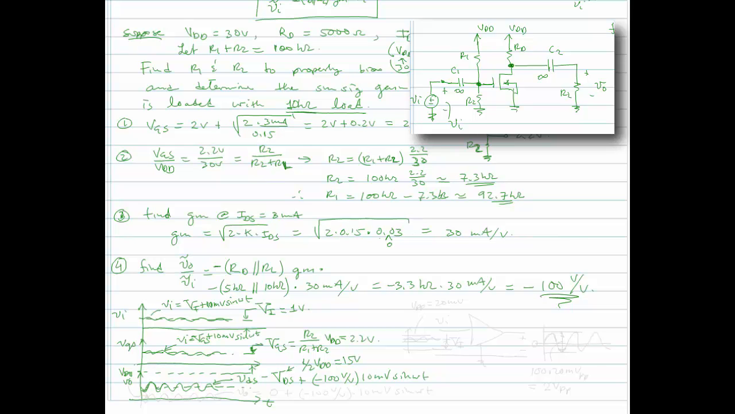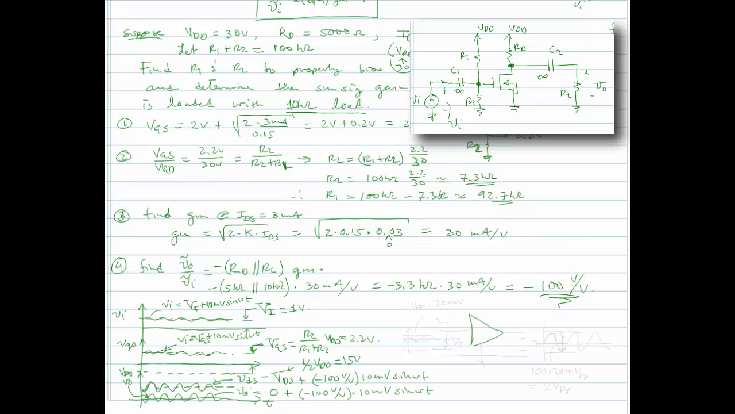And then lastly, what we have for VO, applied to our load resistance, will be exactly the same signal, but the DC will be removed from it. So VO is this signal right here. And VO will be equal to 0 plus minus 100 volts per volt times 10 millivolts sine omega naught t.